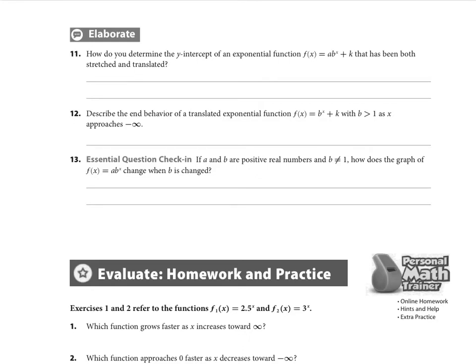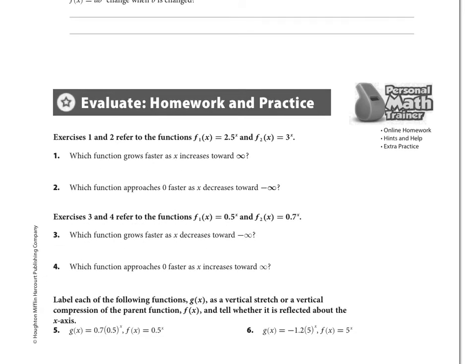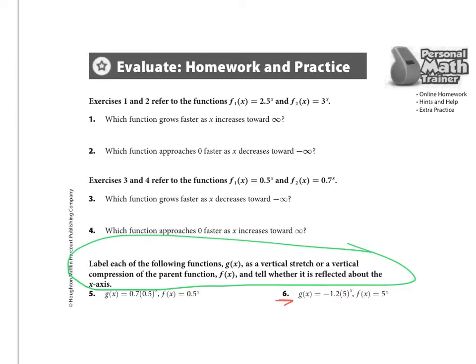Okay, so this is all about graphing transformations, how there are changes, and then you'll be working on, obviously, the homework online here. So let's look at some of the homework problems, and let's start with number 6.